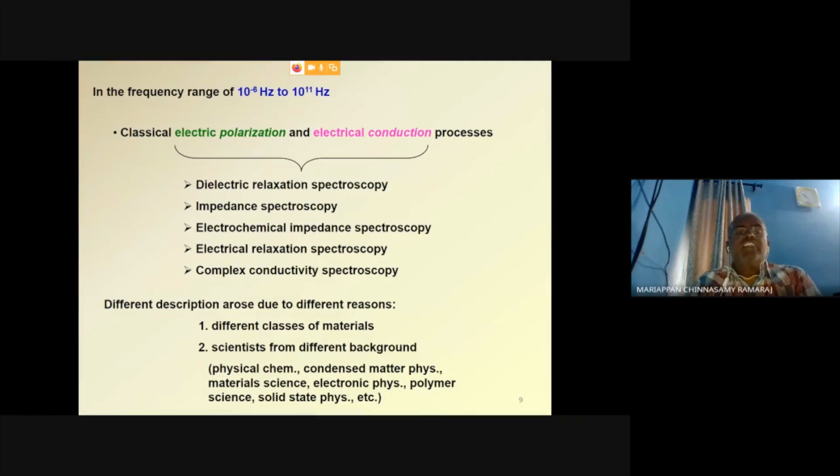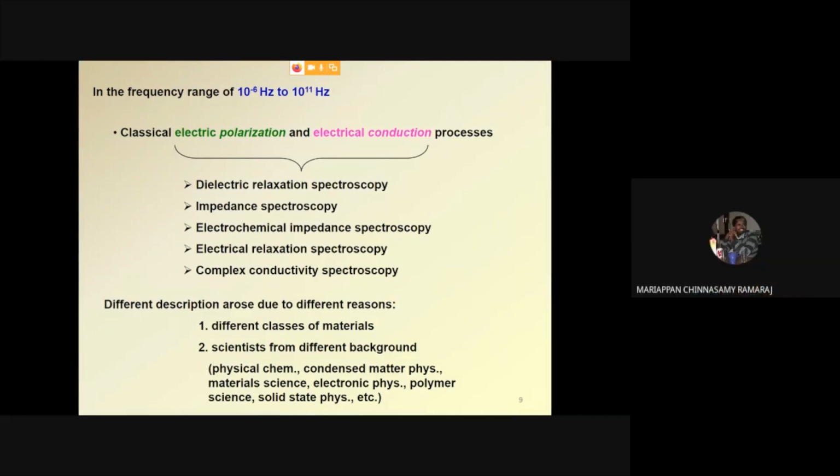Okay, so when you change this frequency, electrical conduction and electrical polarization processes take place. People call this dielectric relaxation spectroscopy, impedance spectroscopy, electrochemical impedance spectroscopy, electrical relaxation spectroscopy, complex conductivity spectroscopy. Different nomenclature. These different descriptions come due to different reasons. The first reason is different classes of materials. If you are working on a dielectric material and apply this wide frequency and measure the polarization and conduction processes, then I say it is dielectric relaxation spectroscopy.